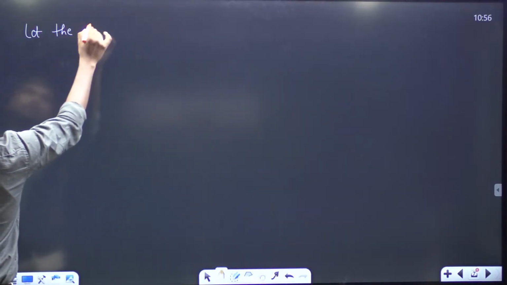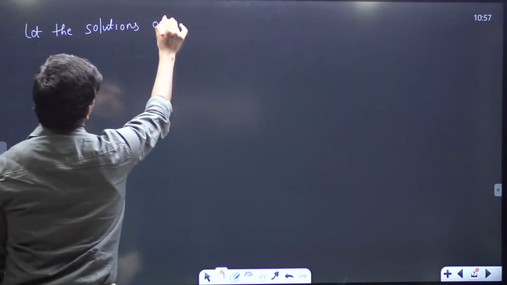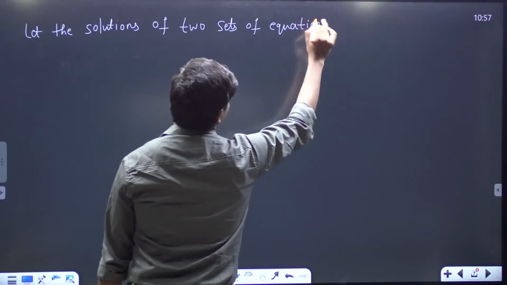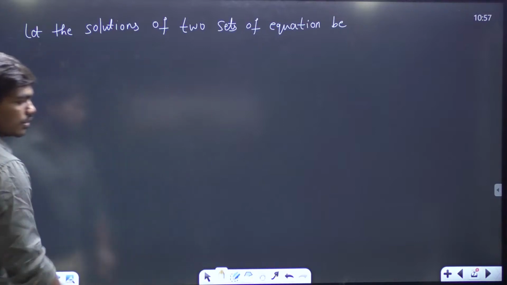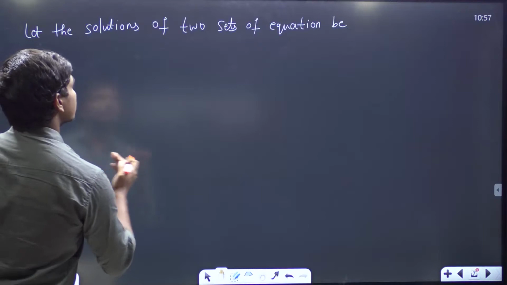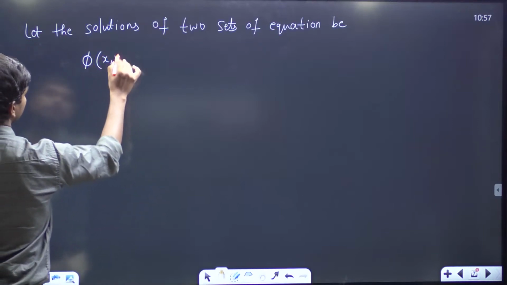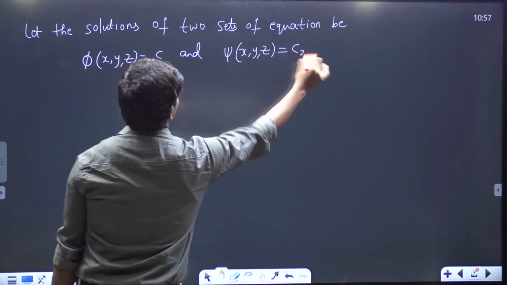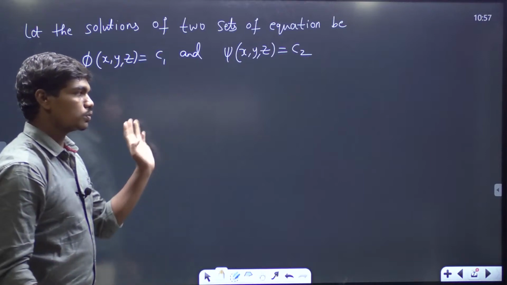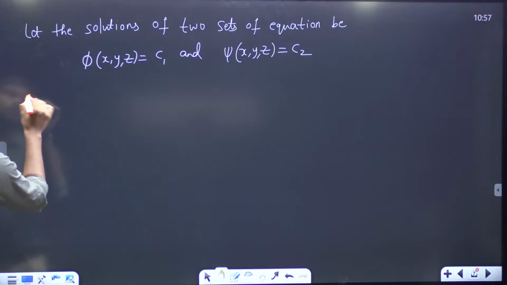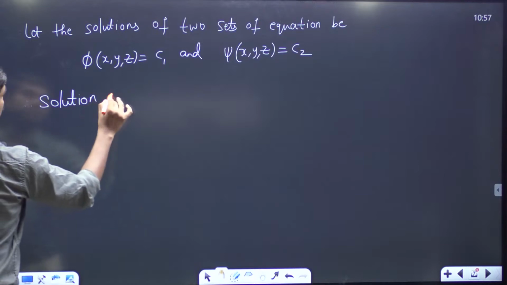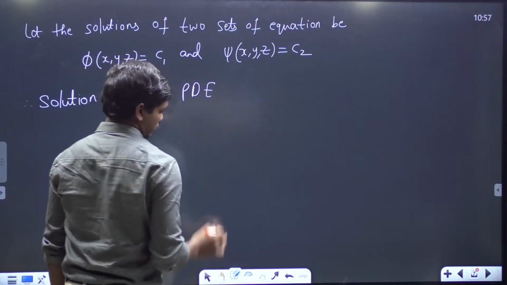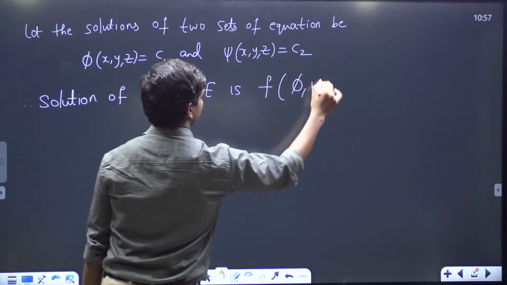Let the solutions of the two sets of equations be, first equation phi of x, y, z is equal to constant c1, and second one psi of x, y, z is equal to c2, for example. Let us suppose these are the two solutions that you obtain when you solve the two sets of equations. Okay, so in that case, the solution of the PDE is written as some function of phi comma psi is equal to constant.